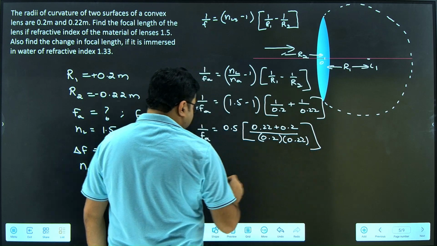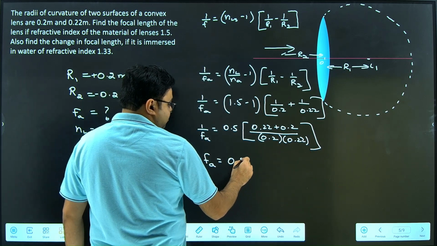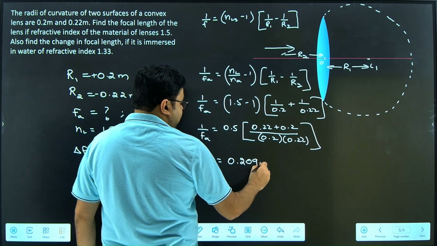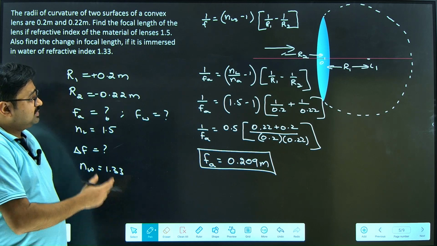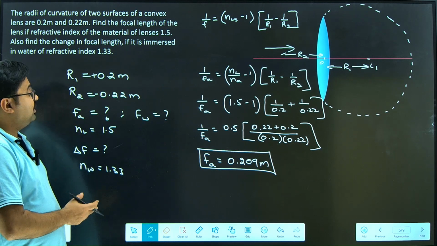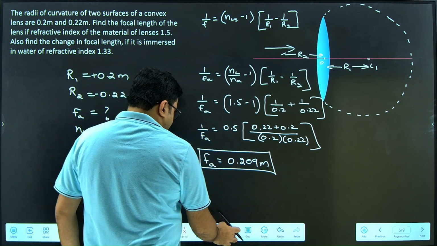When you work this out, my dear friends, the focal length of the lens in air turns out to be 0.209 meter. That is the focal length of the lens in air. Now, a similar job can be done to calculate the focal length of the lens in water. How do you do that? Quite simple. Watch.